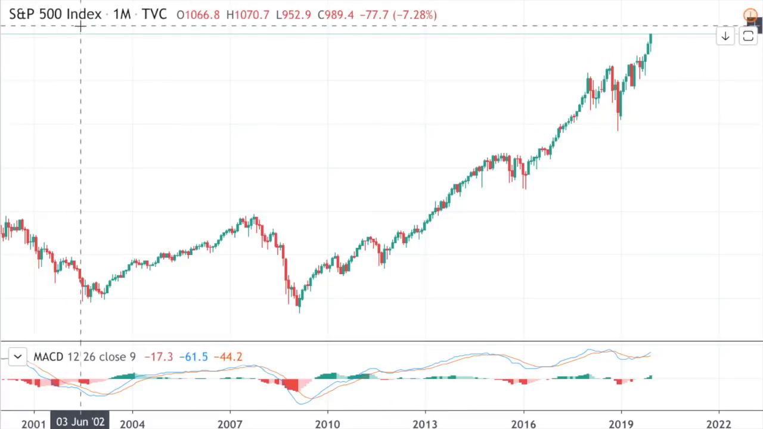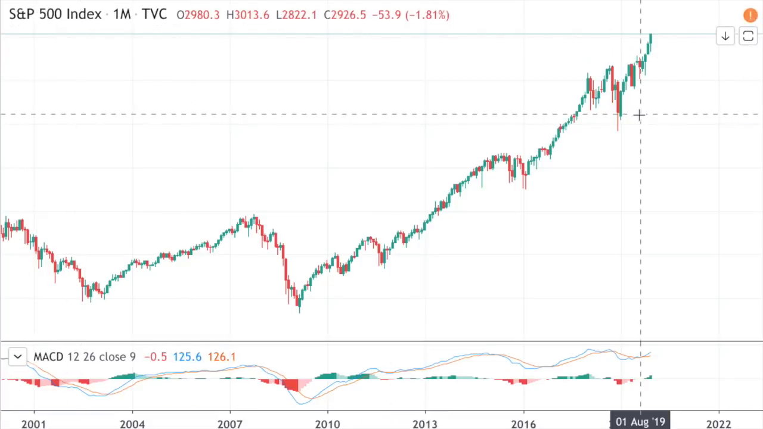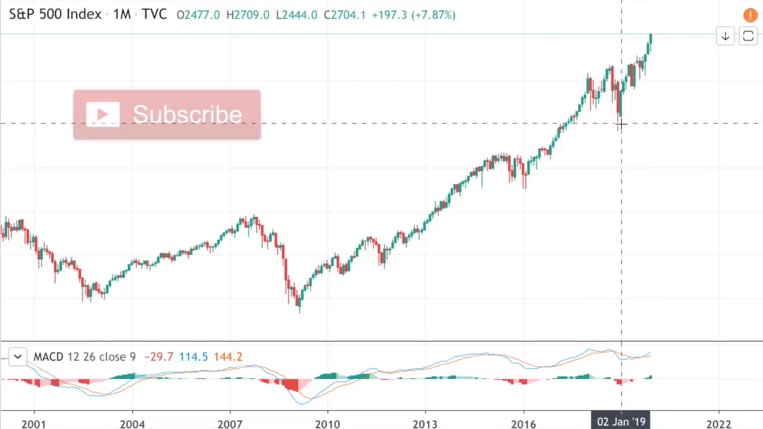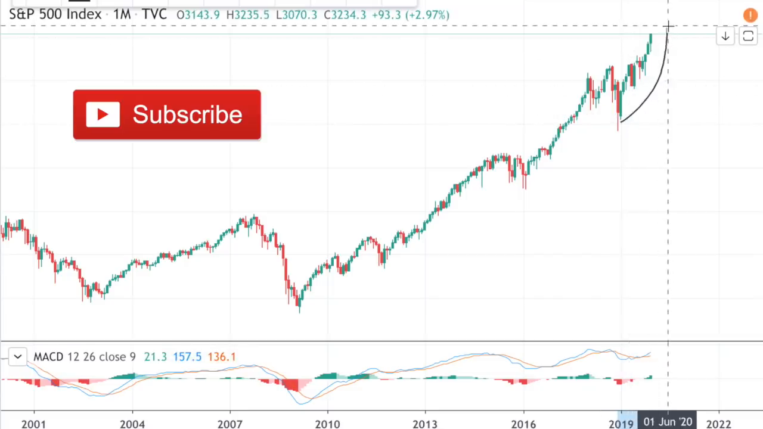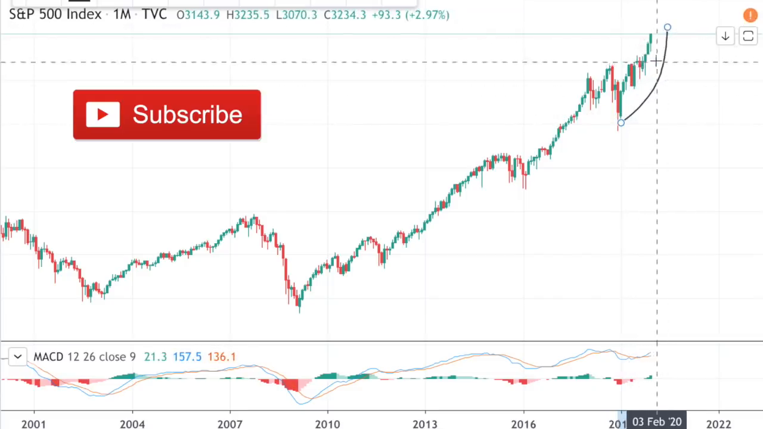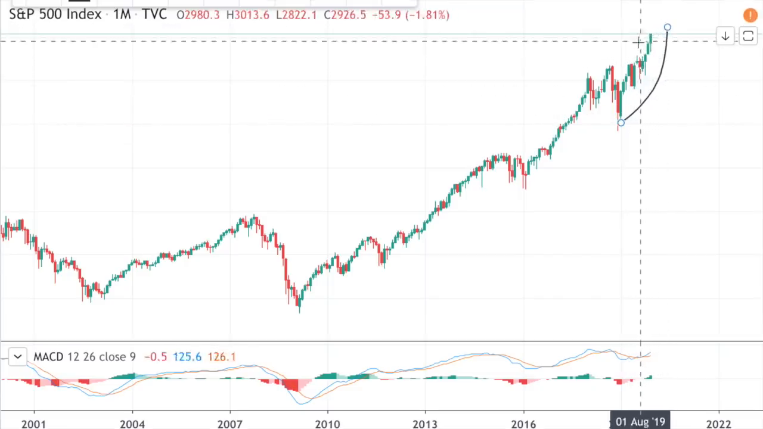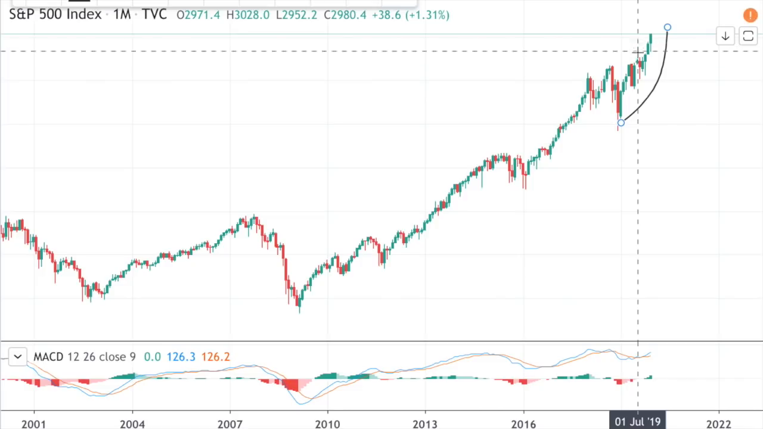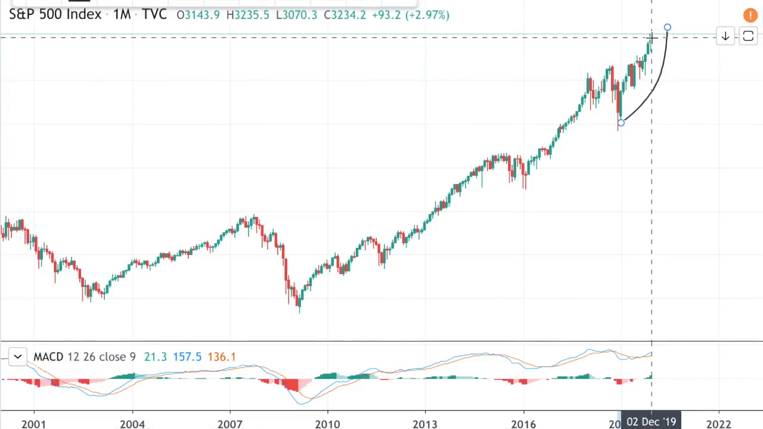S&P 500. The stock market is going parabolic. We are seeing huge gains in the S&P 500. You can see right here several huge green candles on the monthly chart, especially leading into the end of 2019 with the Santa Claus rally.